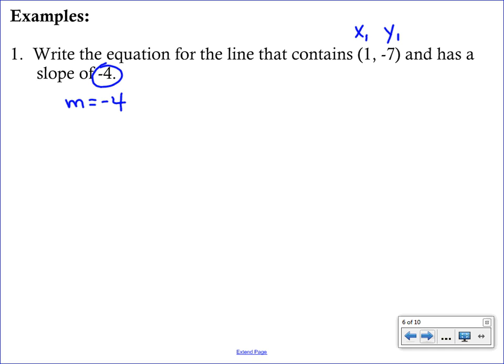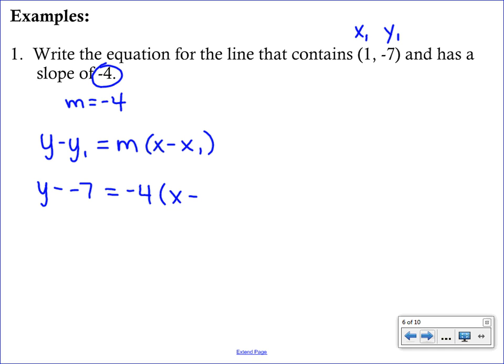So what we can do now is we can jump right to step number 2, which was writing it in point slope form. So let's write down the general form again, y minus y1. You're going to get sick of this, but you need to memorize this. Write that down, and then start plugging stuff in. So we've got y minus a -7, because y1 is a -7, and we'll simplify that in a second. M is a -4, and then we've got x minus 1, because that was x1.